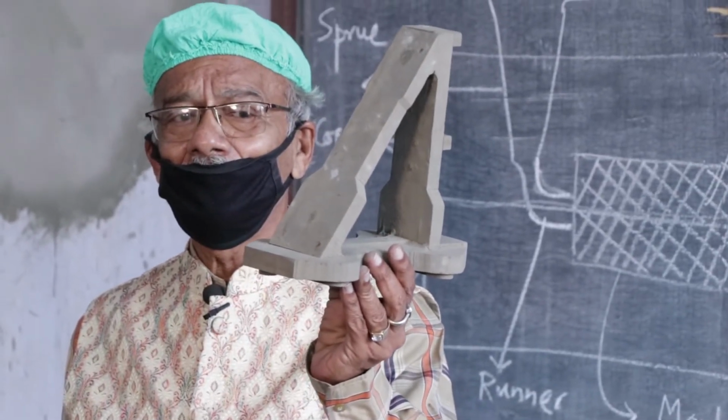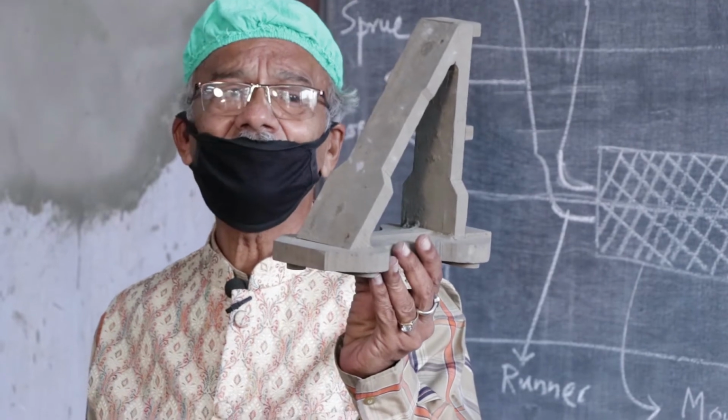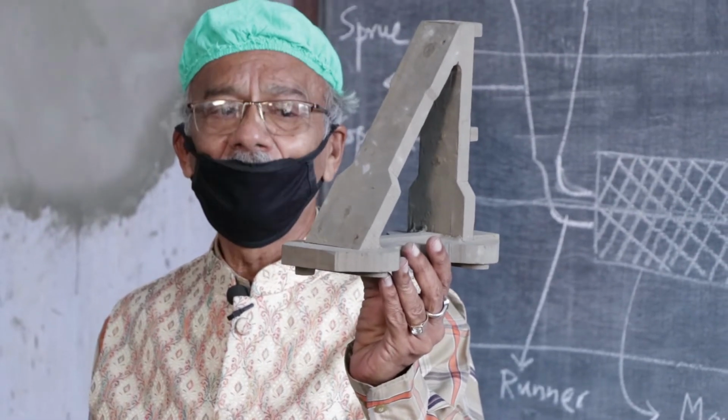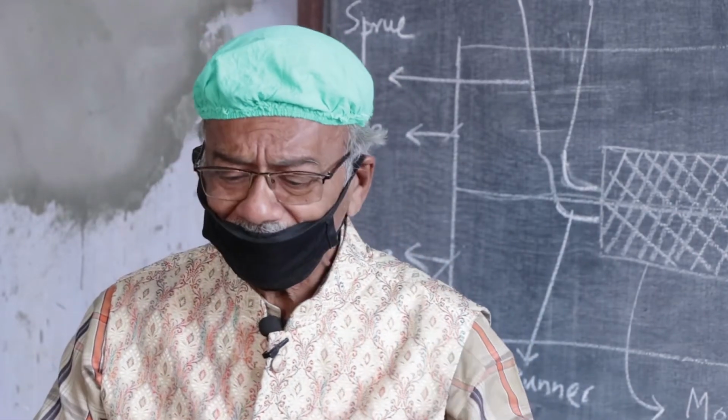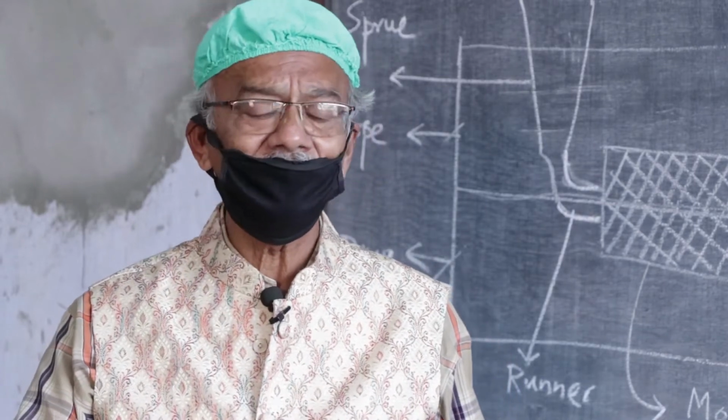This is another pattern. By seeing it, you will be able to understand the purpose of this pattern. It is nothing but the oval bracket. Now I am going to show a typical thing. All these patterns are single piece patterns.